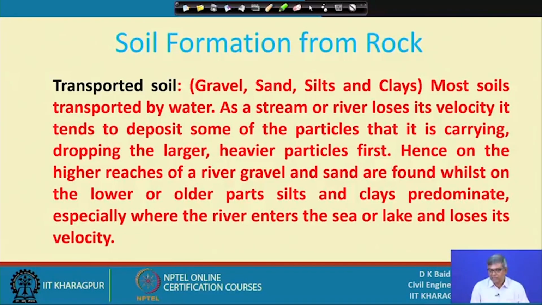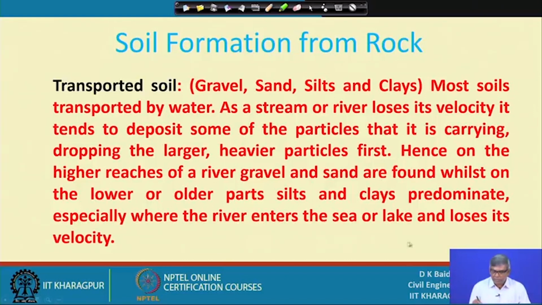As a result, on the higher reaches of a river, we can get gravel and sand, and on the other hand, on lower or older parts, silt and clays will be predominant. Especially where the river enters the sea or lake and loses its velocity, there we will get only silt and clay.